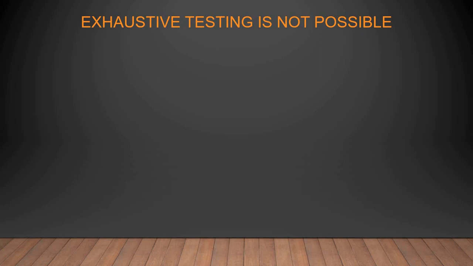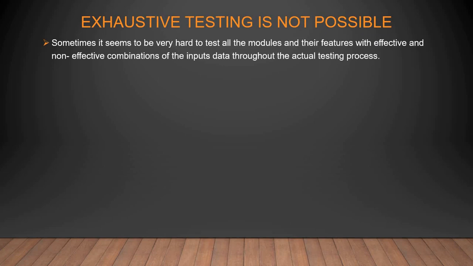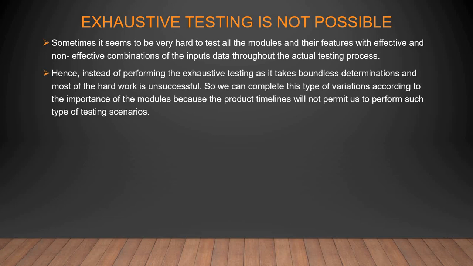Next is exhaustive testing is not possible. Sometimes it seems very hard to test all the modules and their features with effective and non-effective combinations of the input data throughout the actual testing process. Exhaustive testing takes boundless effort and most of the hard work is unsuccessful. So we can prioritize according to the importance of the modules, because the product timelines will not permit us to perform such testing scenarios.